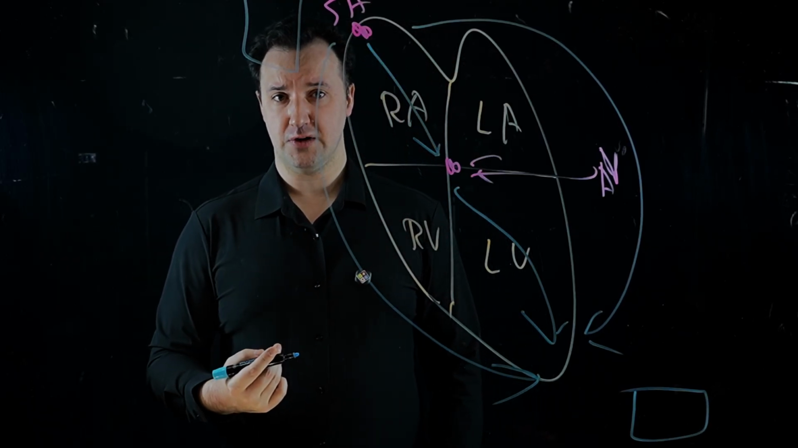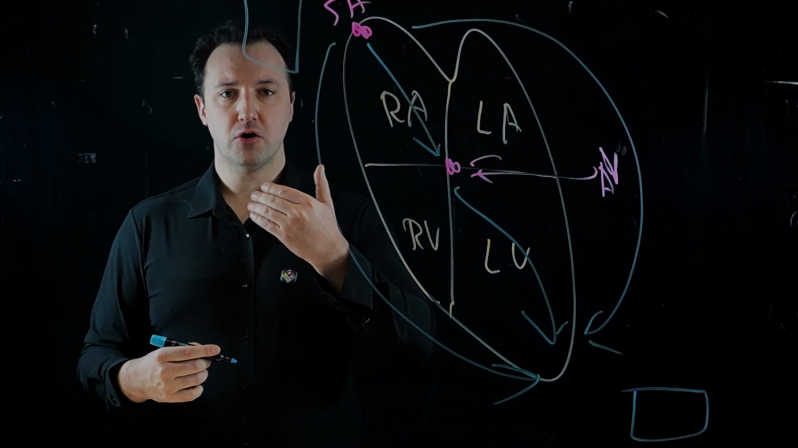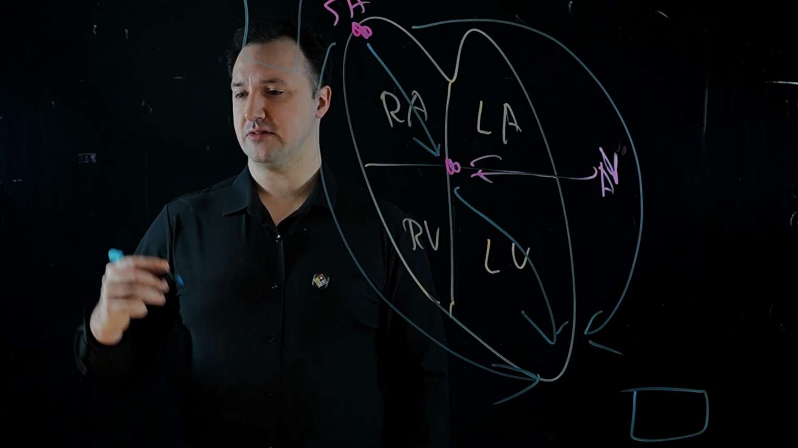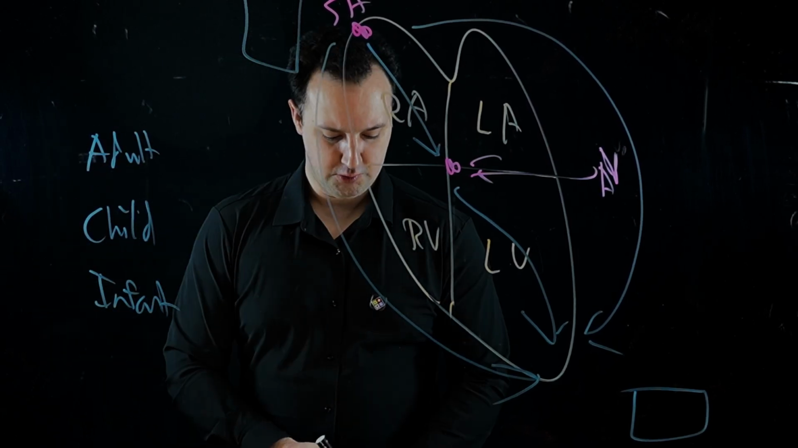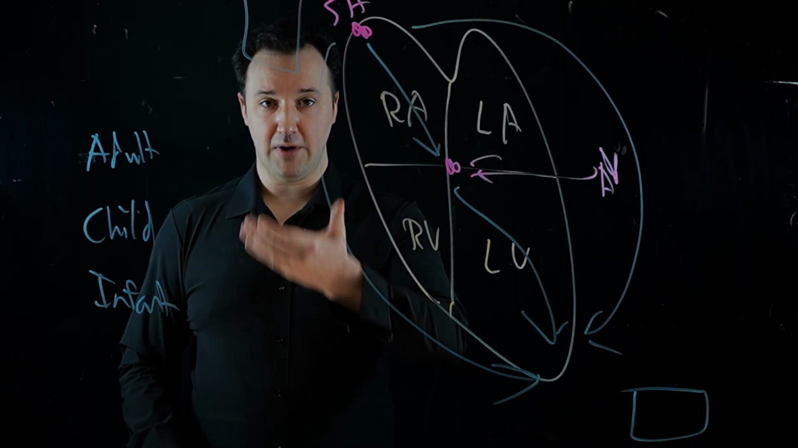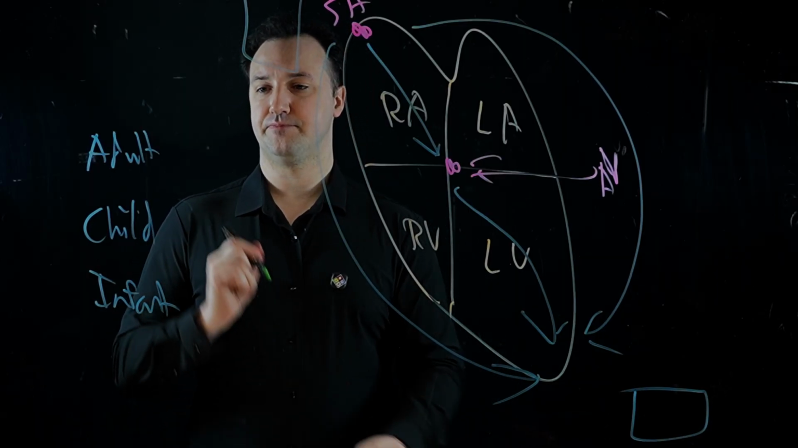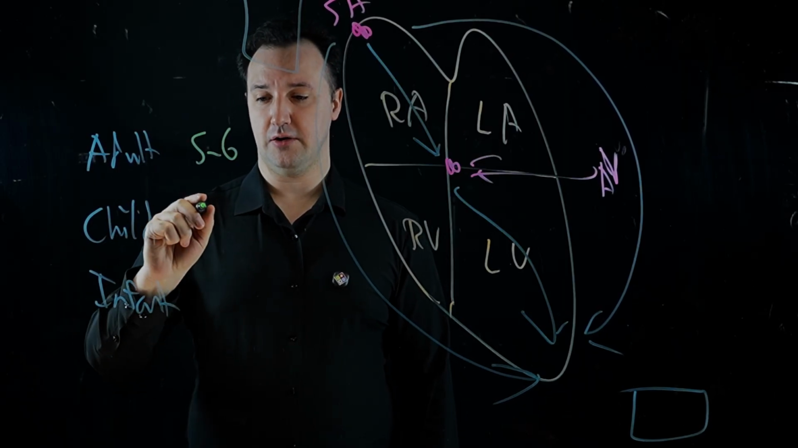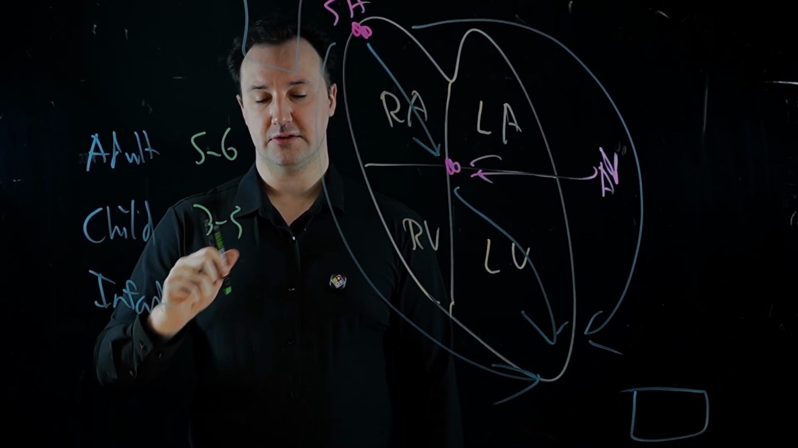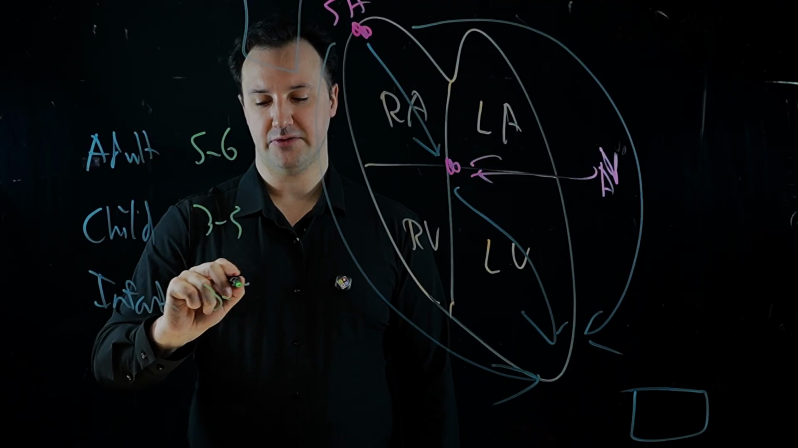when you're doing artificial respiration, how long should the time be between the breaths? So if you have an adult, you have a child, you have an infant, you should ideally do 1 breath for an adult every 5 to 6 seconds, 1 breath for a child every 3 to 5 seconds, and 1 breath for an infant every 3 to 5 seconds.